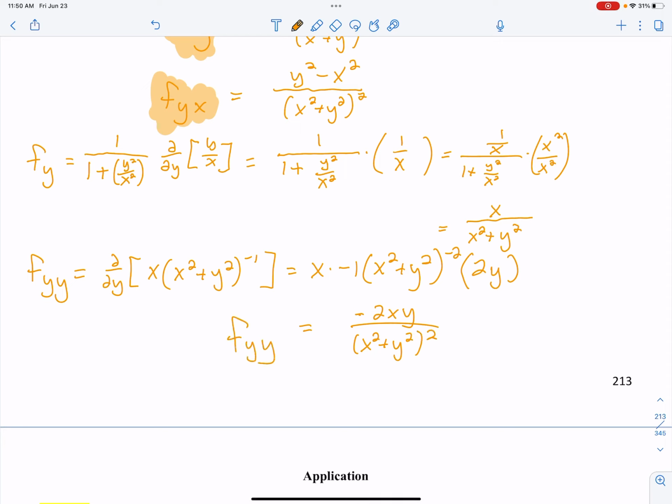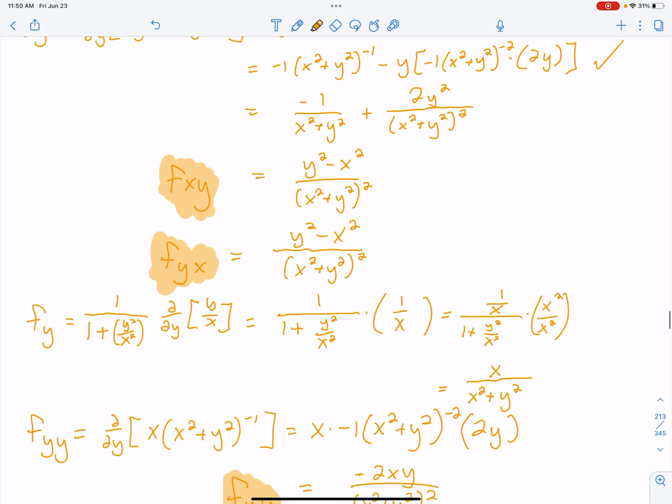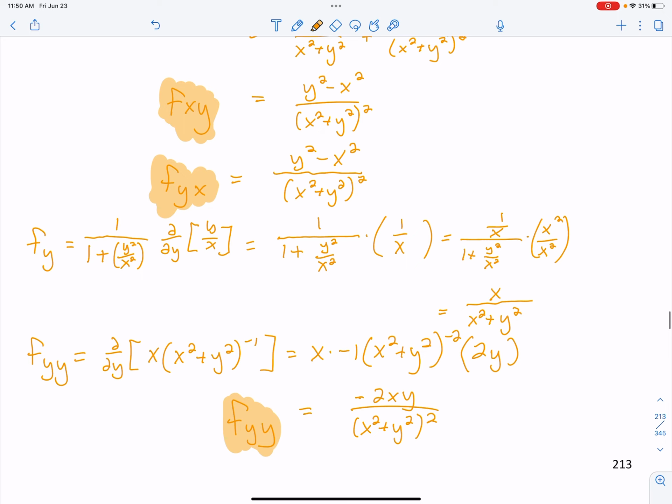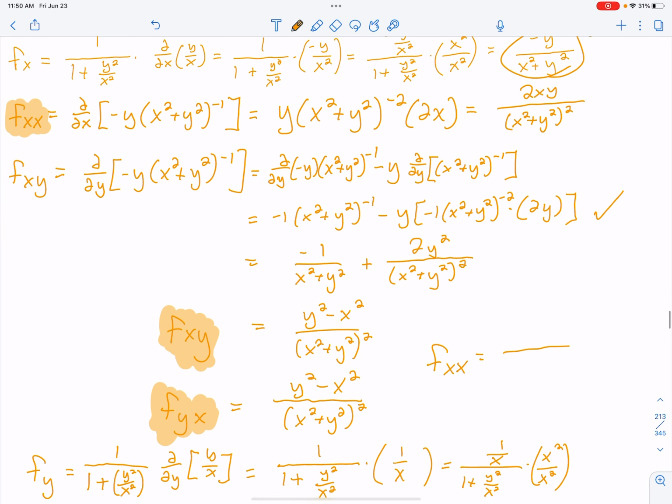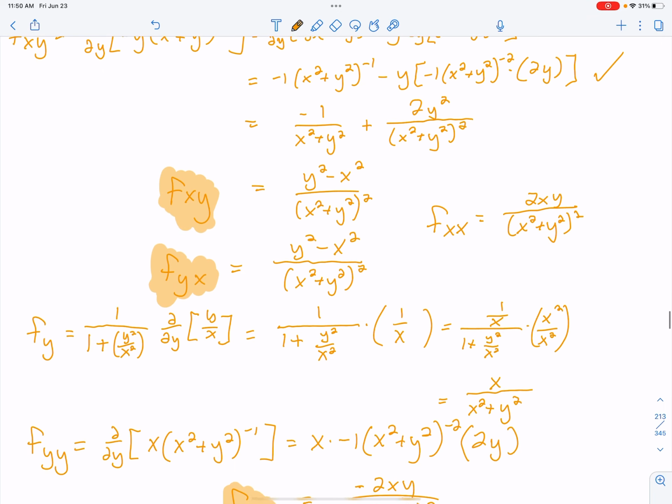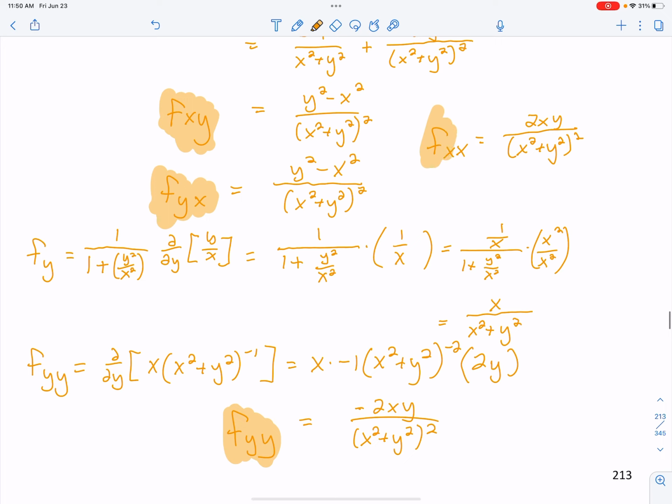Now, we could probably compare this to the other one and see how it played out, and we probably could have come up with our answer for that other one. Let me write it here. fxx. I'll scroll up and write it down. Where'd it go? Okay. It is 2xy over (x squared plus y squared) squared. So there's our other one we can compare.